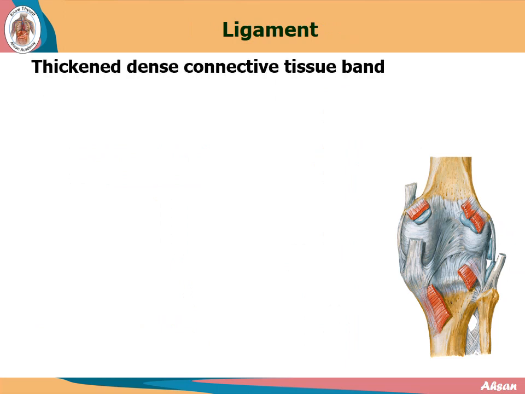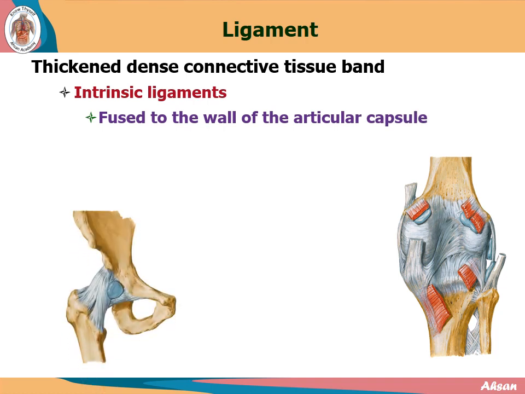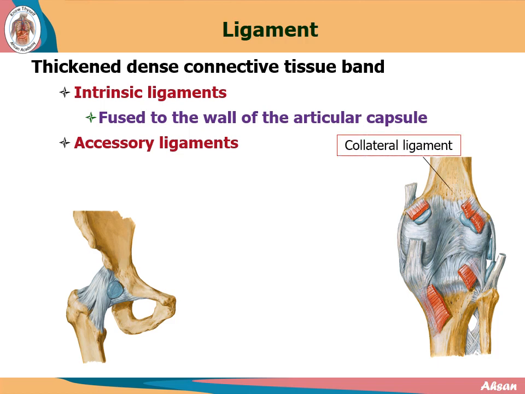Ligaments. These are thick bands of connective tissue. They may remain fused with the fibrous capsule, may remain outside the joint capsule, or inside the joint cavity. The ligaments that remain intimately fused with the articular capsule are known as intrinsic ligaments. You can see the hip joint, where three very thick bands of ligaments make the fibrous capsule very thick. Accessory ligaments remain a bit away from the fibrous capsule, maybe outside it. This is the collateral ligament of the knee joint.